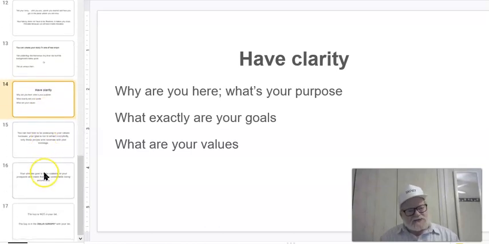Now, you also need to have clarity, because this is also an underpinning of everything. Why are you here? What's your purpose? What are you trying to do?